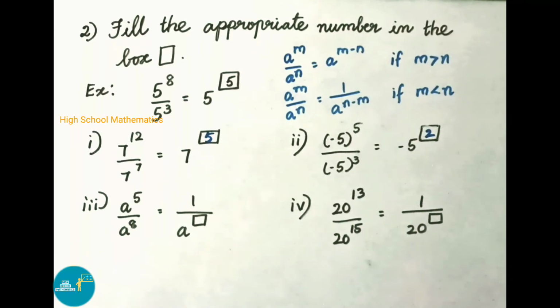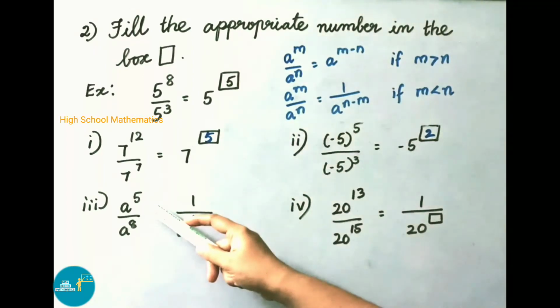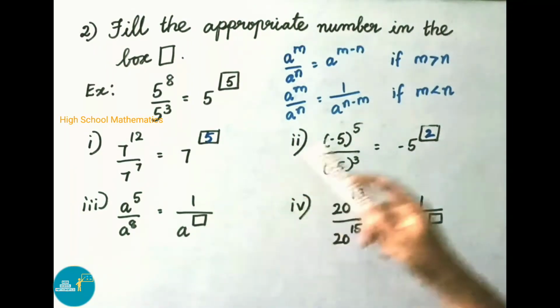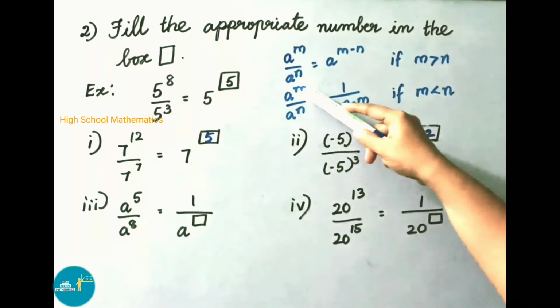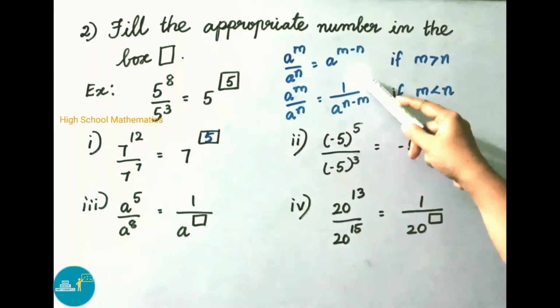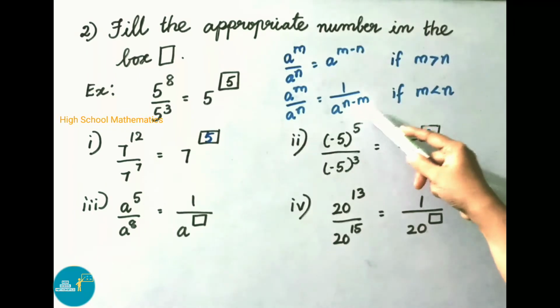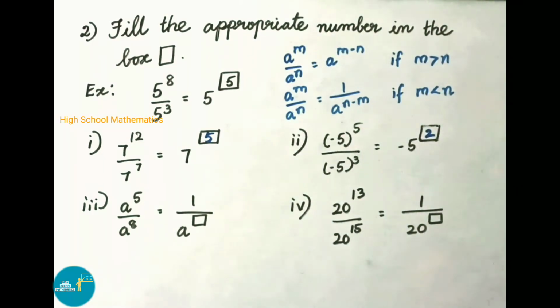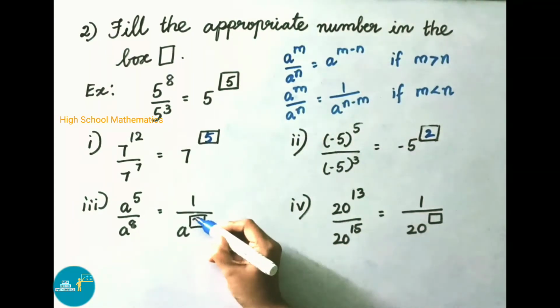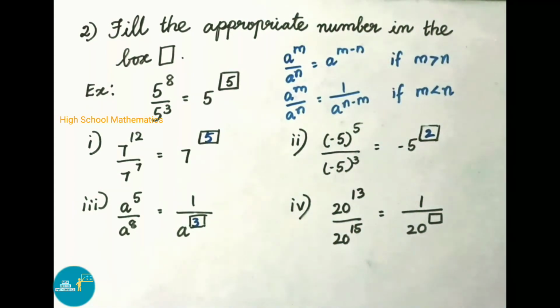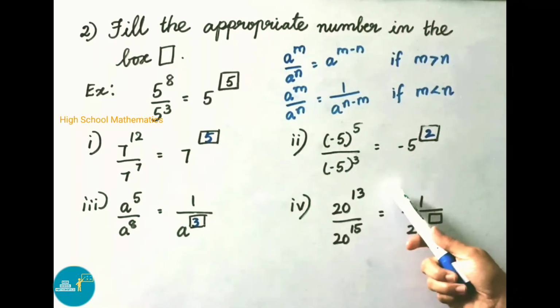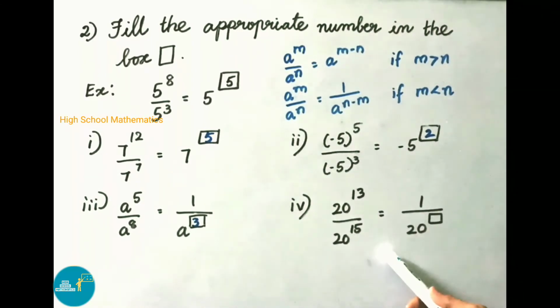Now the third one, a power 5 by a power 8. Here the m value is less than the n value, so we apply this formula: a power m by a power n is equal to 1 by a power n minus m if m is less than n. So 1 by a power 8 minus 5 we have to do. 8 minus 5, how much? 3. So the answer is 1 by a power 3. Now the fourth one, 20 power 13 by 20 power 15.